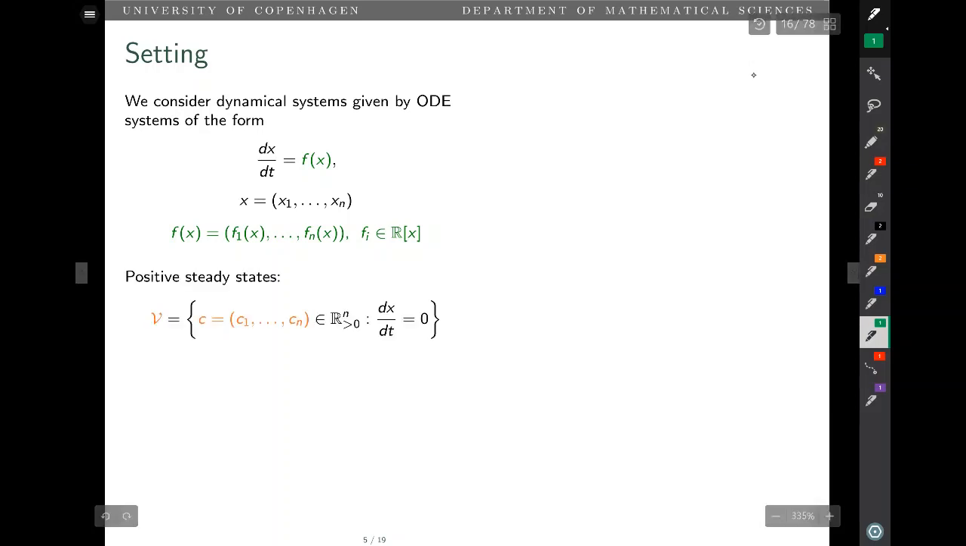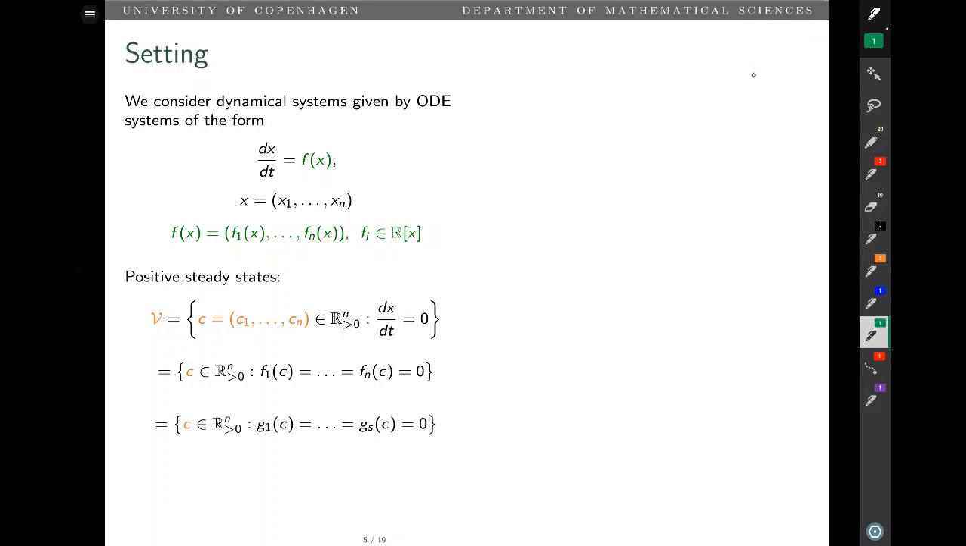I will be looking at the positive equilibria, so the positive solutions of all these equations. But as I told you in the former example, I sometimes can remove some of the equations just because they are linearly dependent. So I can also be looking at a subset of these equations. I will just rename them by g, and maybe s is less than n. In that case, I will be cutting out with some linear spaces.